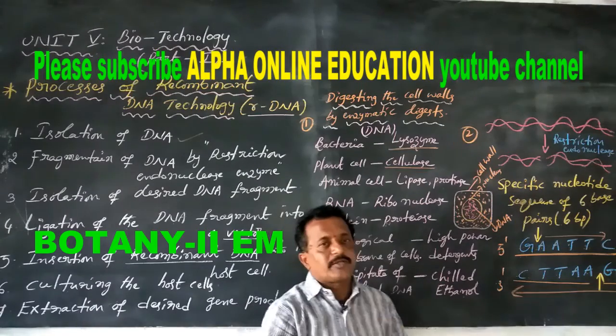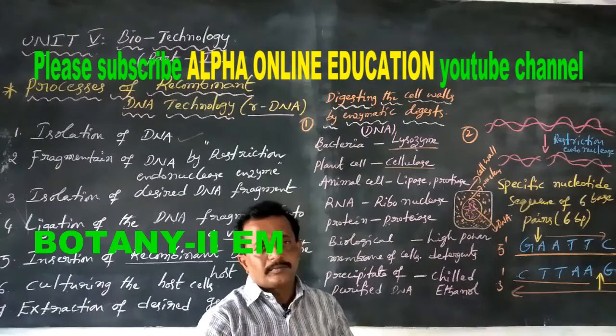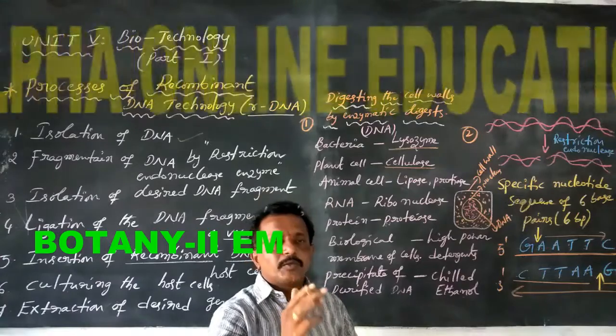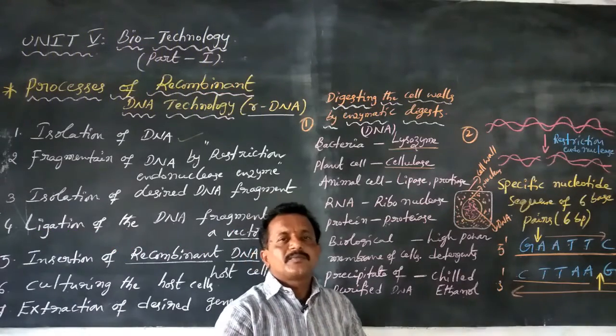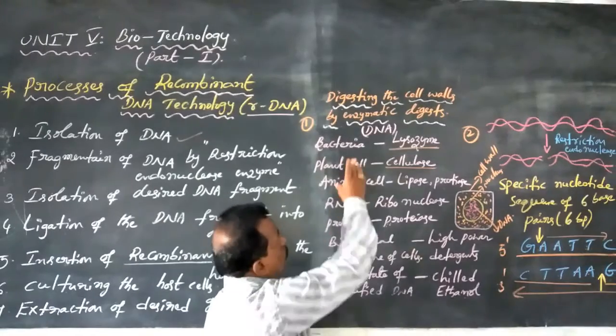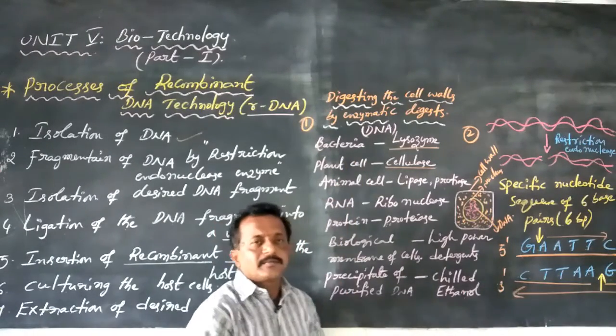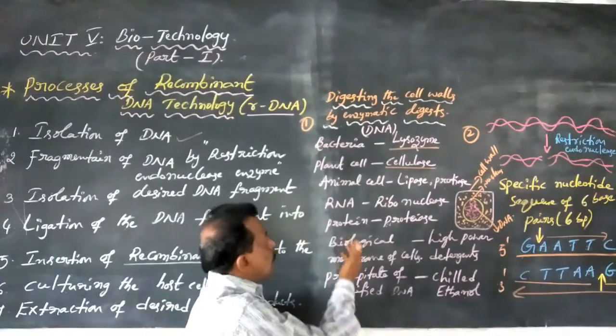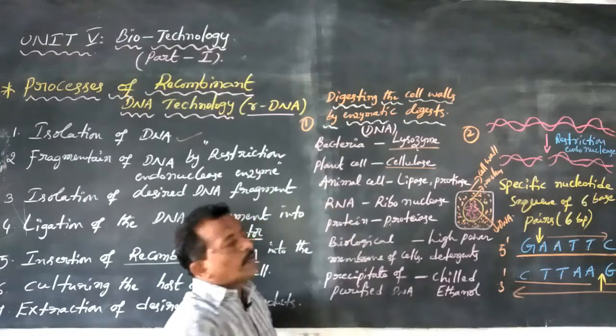So this is the process of making insulin hormone, which is produced by recombinant DNA technology. Not only DNA molecules, but RNA molecules can also be isolated or separated.